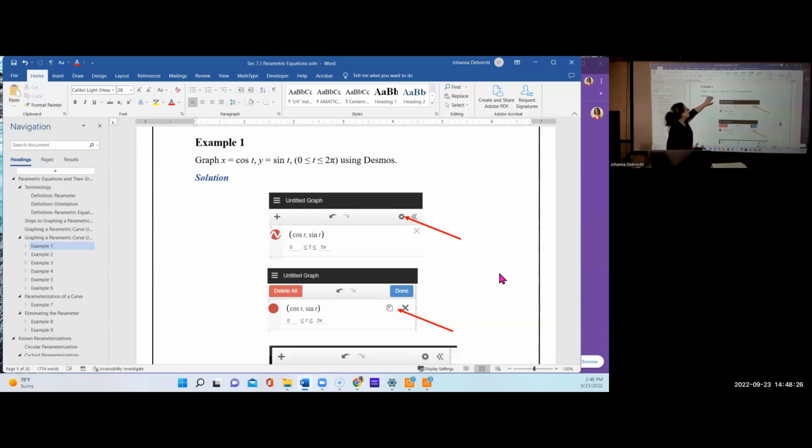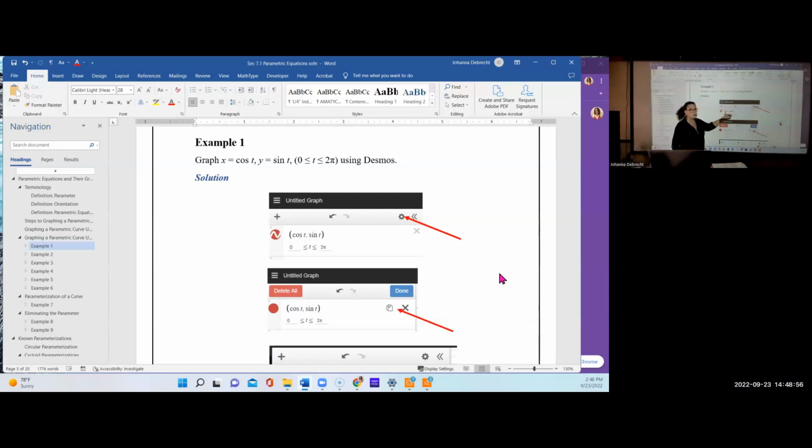So when we're looking at this one, notice that we have two equations. We have an x equation, x equals cosine of t, and a y equation, y equals sine of t. And we're also given a closed interval over which t applies, from 0 to 2 pi. So here are the steps that we need to go through in order to produce this graph. So go ahead and open up your browser, go to desmos.com, and let's start entering this.